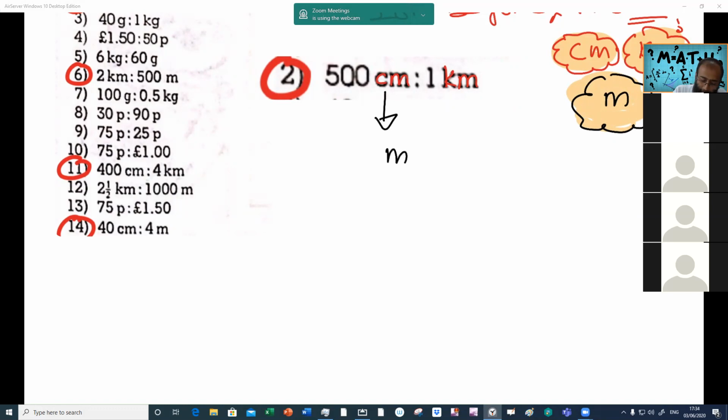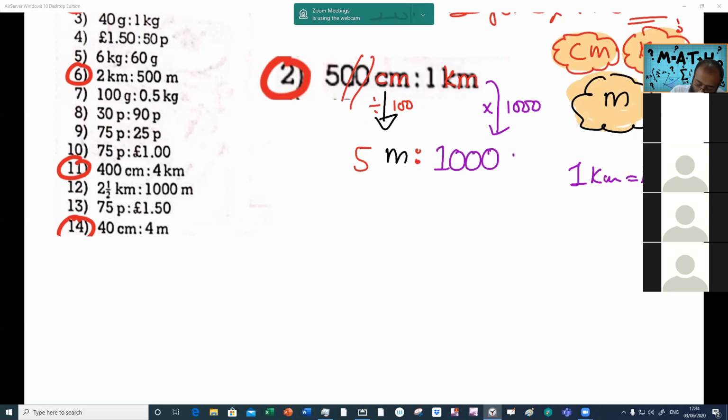So how do we change centimeters into meters, Lisa? In 1 meter there are 100 centimeters, so you have to do 500 divided by 100, which is 5 meters. Beautiful answer. Next, 1 kilometer equals 1,000 meters, so you have to times it by 1,000, which is 1,000. So it'll be 5 meters for every 1,000 meters.